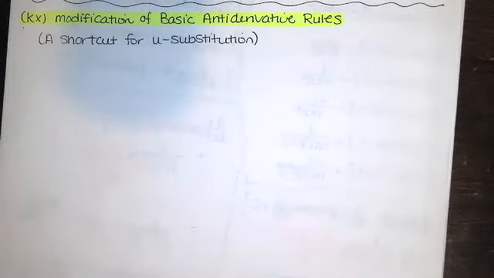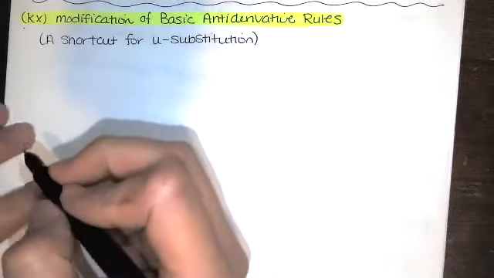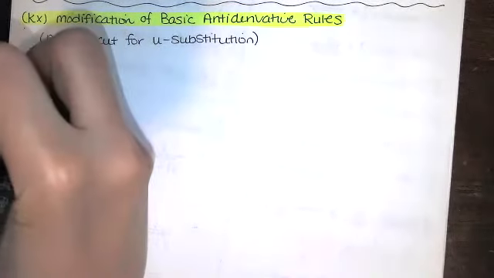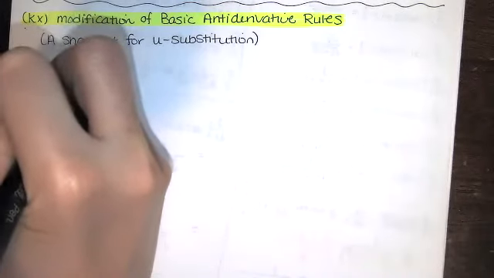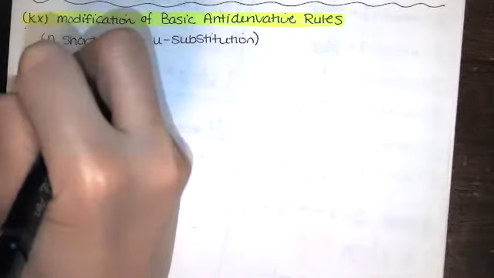This video is about a kx modification of the basic antidifferentiation rules. This is just a shortcut for u-substitution in the cases where our u-substitution is just k times x. So here's the idea. Let's say I'm taking the derivative of e to the 5x.